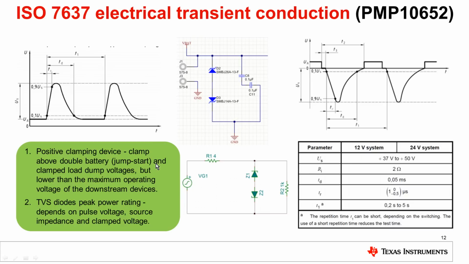Now the question is how to protect the automotive system against these pulses. And the solution is to use the bidirectional TVS to clamp both the positive and negative voltage. But in order to choose this TVS here, what do you need to know? First, we need to know the clamp voltage, and second, we need to know the peak power rating of the TVS.